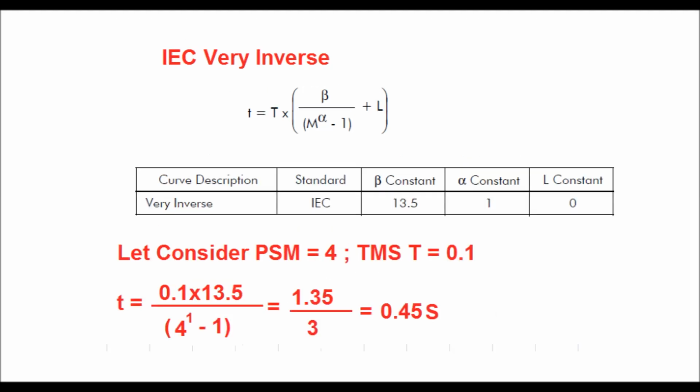Now for the higher fault current, that is the fault current IF equal to 4 times the relay pickup, that is PSM equal to 4 and TMS equal to 0.1, what is the value of the trip time? The trip time T is equal to 0.1 into 13.5 divided by 4 to the power 1 minus 1, which comes as 0.45 second. In case of IEC standard inverse, it was 0.498 second.